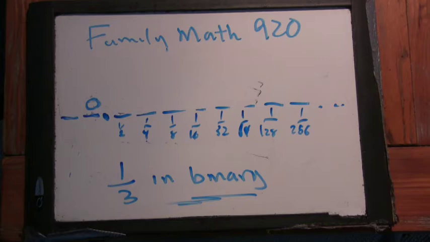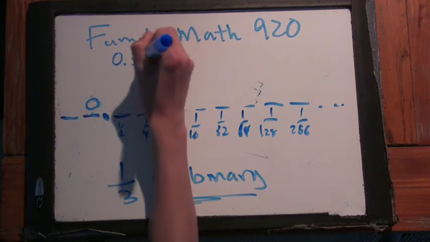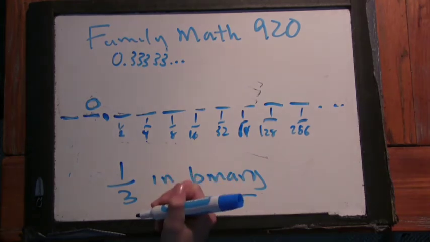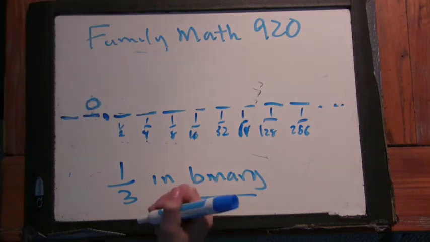Oh, and by the way, before we do that, what is 1/3 in the decimal system? It is 0.33333, with 3s going on forever after the decimal point. Nice. Okay. All right. So what are we going to do here?